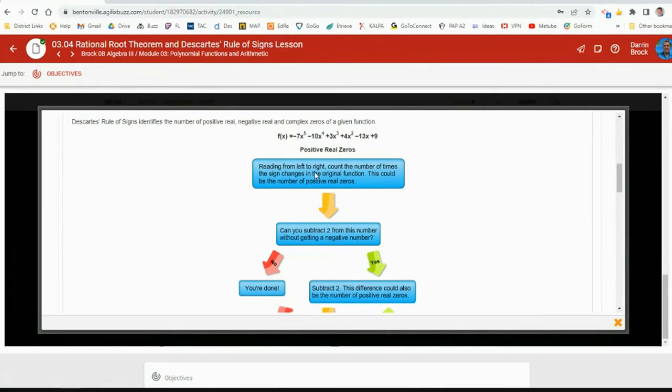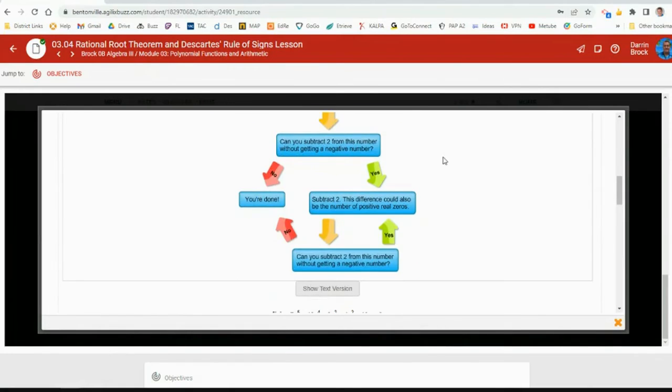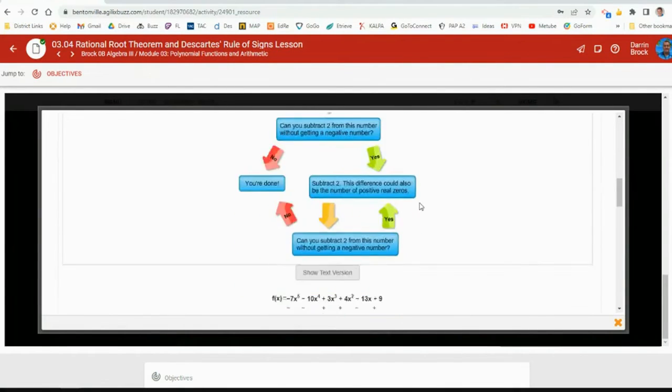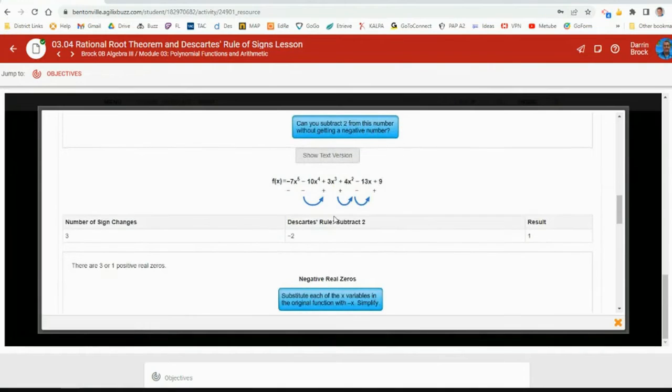Reading from left to right, count the number of times it changes. Negative, negative, positive, positive, negative, positive. So it changed once, it changed twice, it changed 3 times. So there's possibly 3 positive real zeros. But we can also subtract 2 from that, so there might just be 1 positive real zero.